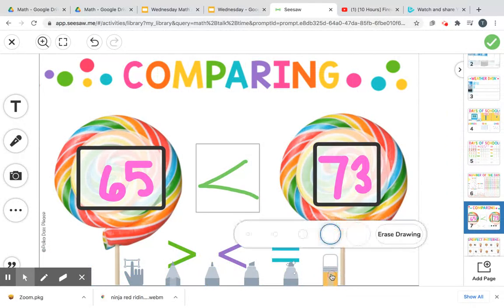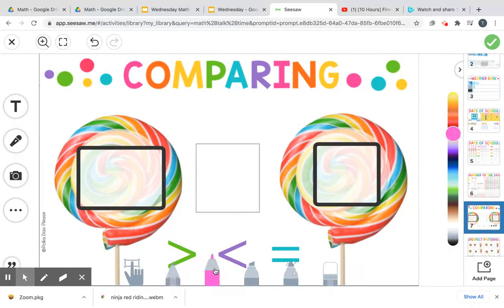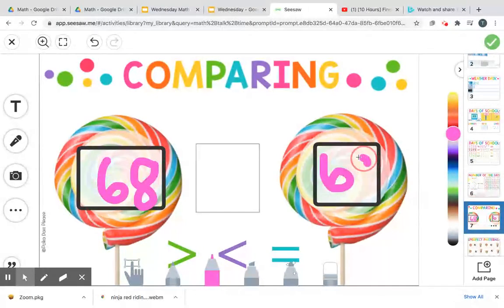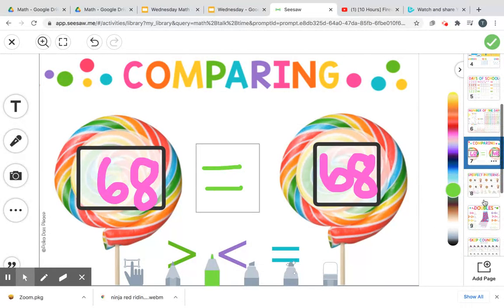Now remember, this is something you guys didn't do too good on your test, so pay close attention. So we're going to say 68 on this lollipop, and we're going to say 68 on this lollipop. Oh my goodness, which one is bigger? How do we know? Remember, we pull out that equal sign. They equal each other. They are the same. They are equal. That's the equal sign.